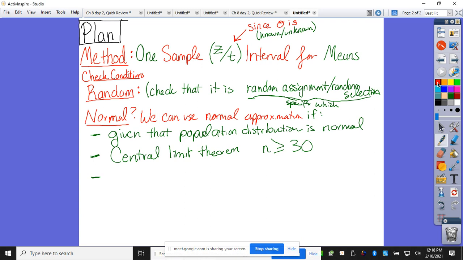So what is a condition that I know I need to check, but I haven't checked yet? What's the other condition? The 10% condition. This actually checks to see if we can use the fact that they are independent. So the 10% condition covers two things. It covers the fact that we can use independence, and it covers the fact that we can use the standard deviation of the sampling distribution.